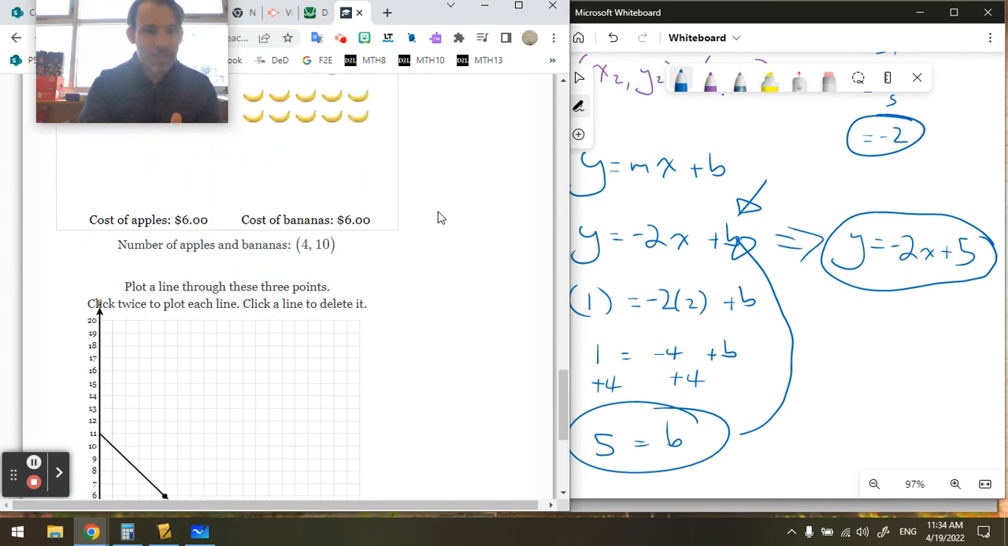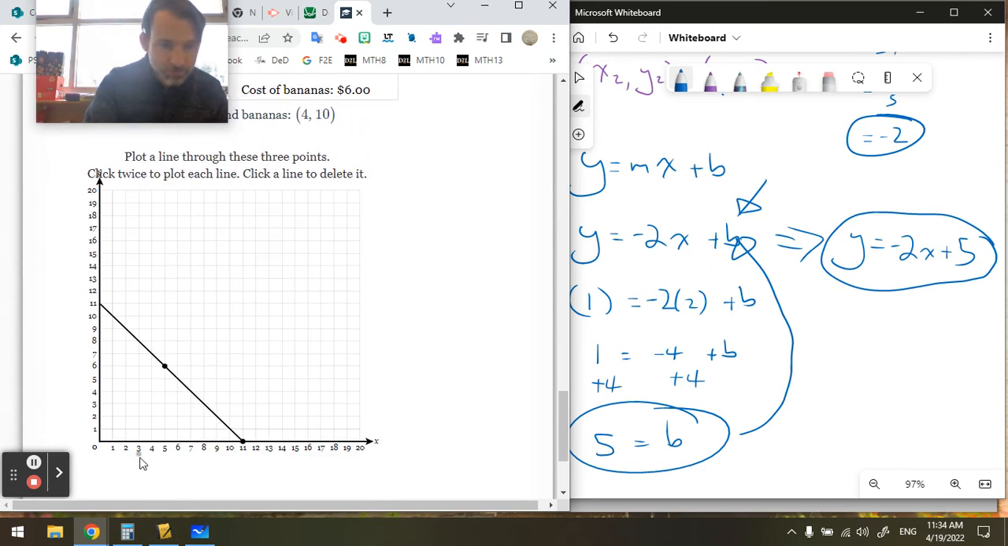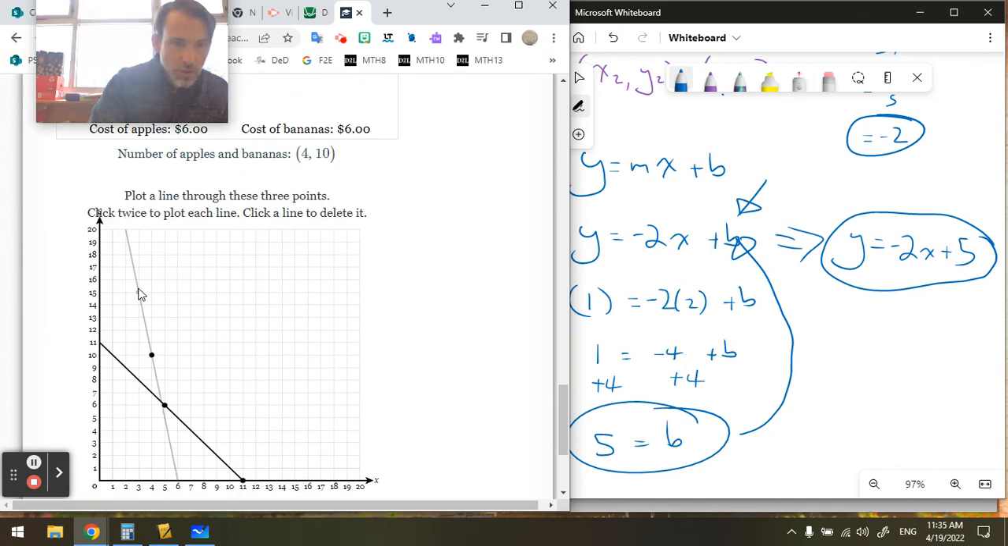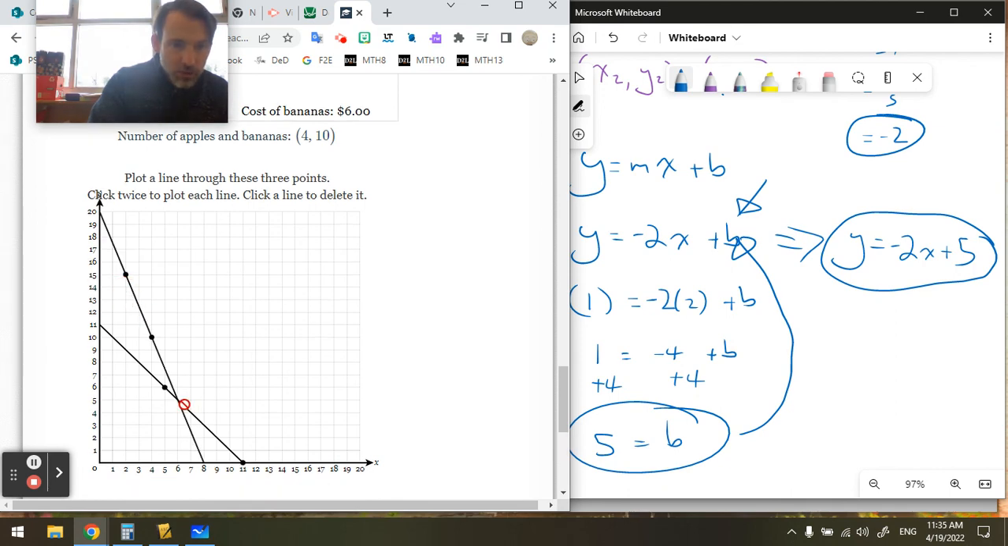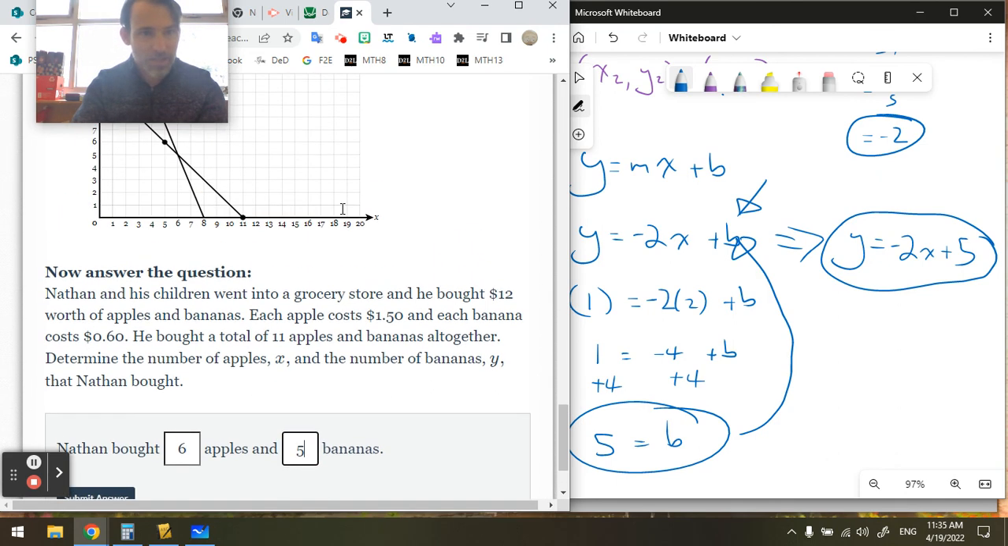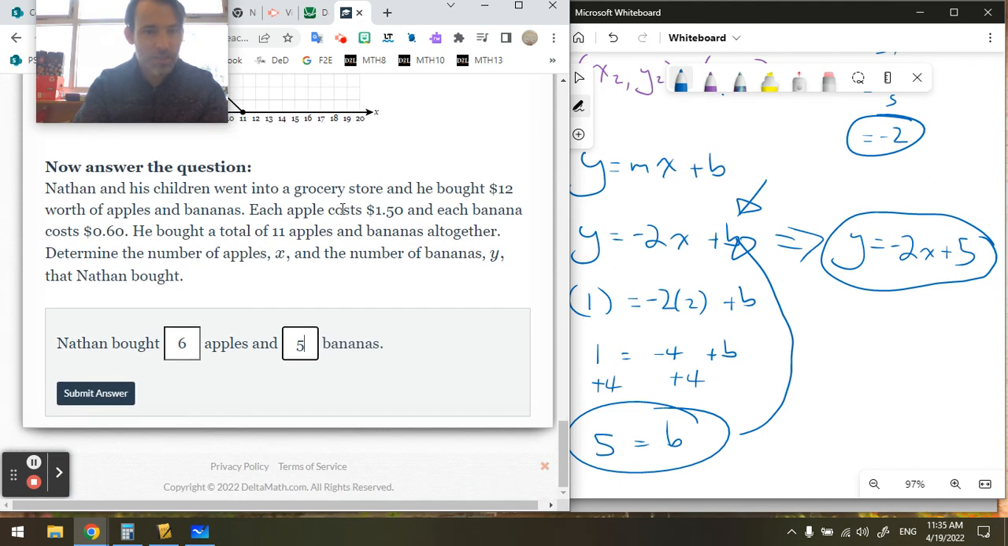Yes. Now plot these lines. So I'm going to put in the point 4, 10. Notice this is not on the original line, but it creates a new line. Then I'm going to do the other one, the first one, 2, 15. Here's 2, 15. Okay? There's only one point of intersection. It's right there at the point 6, 5. That's the solution. That's both 11 fruit and adds to $12. So it was, if I remember correctly, 6 apples and 5 bananas. Was that it? 6 apples and 5 bananas, I think.